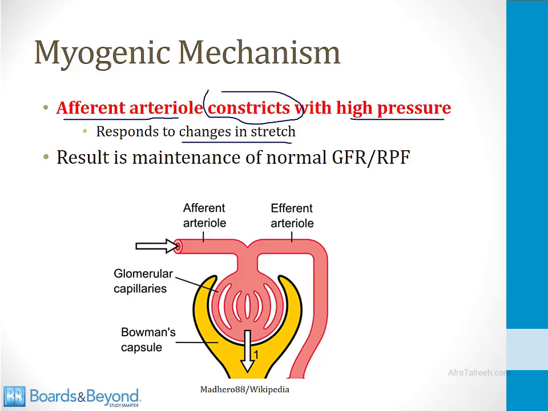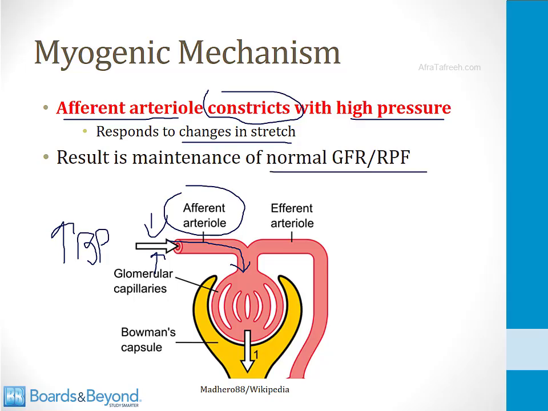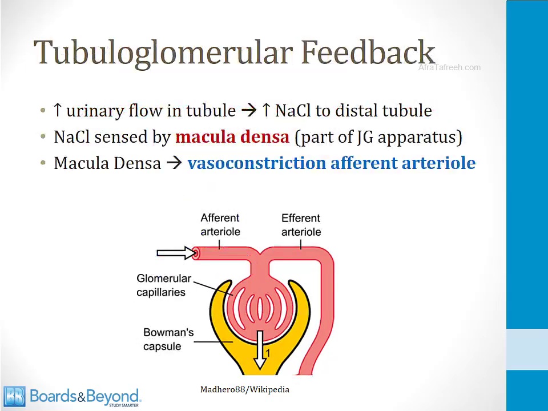with vasoconstriction. So if we look at this drawing on the screen here, imagine that the afferent arteriole senses high blood pressure coming from the renal arteries and the vascular system. It will respond by vasoconstricting. This will allow less blood to enter the capillary, and it will maintain a normal hydrostatic pressure in the glomerular capillary despite the higher blood pressure in the systemic vessels. And the result is maintenance of normal glomerular filtration rate and renal plasma flow over a wide range of pressures.